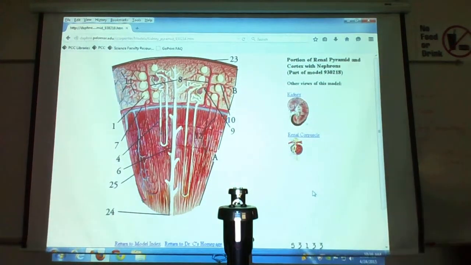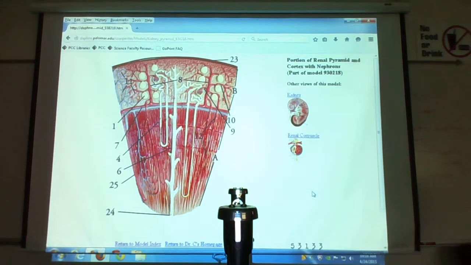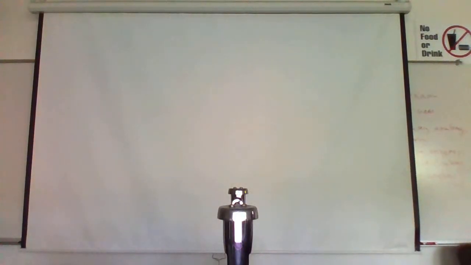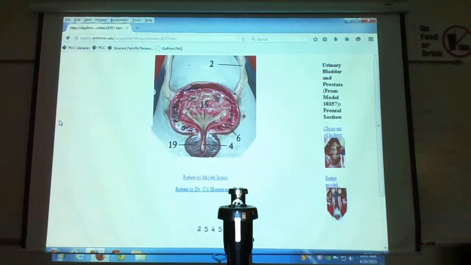So the only other thing you have to keep track of is that boys and girls are different. So you did know that, right? But that changes the anatomy when you get down below the bladder. So let's go find my bladder again. Here's the bladder from a male.